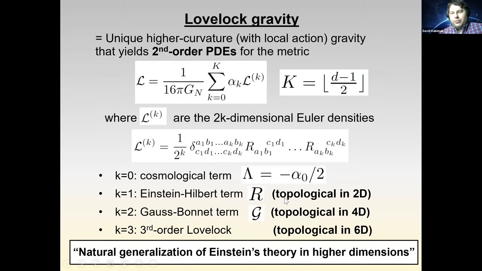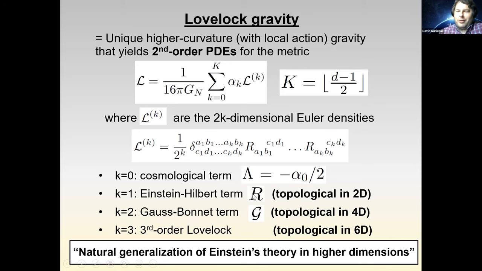Just to get you familiar with what these things mean: of course, if I take k equal to zero, there is no Riemann tensor, so there will be just a constant. The zero term is just a cosmological constant. For k equal to one, there is one Riemann tensor, antisymmetrized properly, so that gives you the Ricci scalar. And then k equal to two gives you the Gauss-Bonnet term, and so on, the higher-order Lovelock theories. What is interesting is that as you go with these Euler densities higher and higher, they are topological in dimensions which are smaller than something.